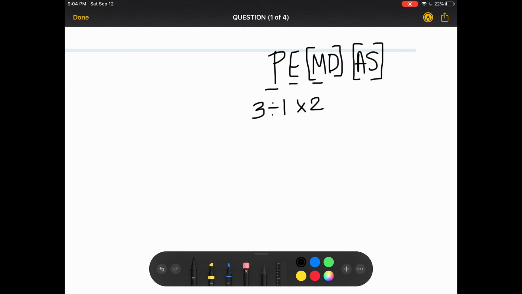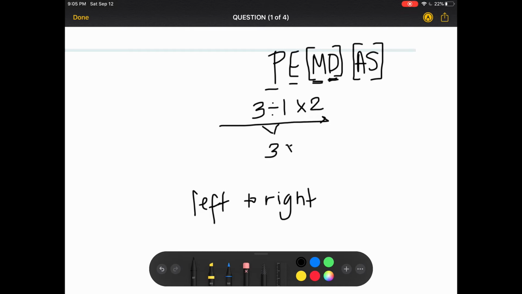What you're going to do is go from left to right, okay? It's not necessarily what's first. I can say, okay, I do multiplication and division at the same time in order from left to right. So you would say 3 divided by 1, which is still 3, right, times 2, which equals 6. And then you would move on with the rest of your equation.